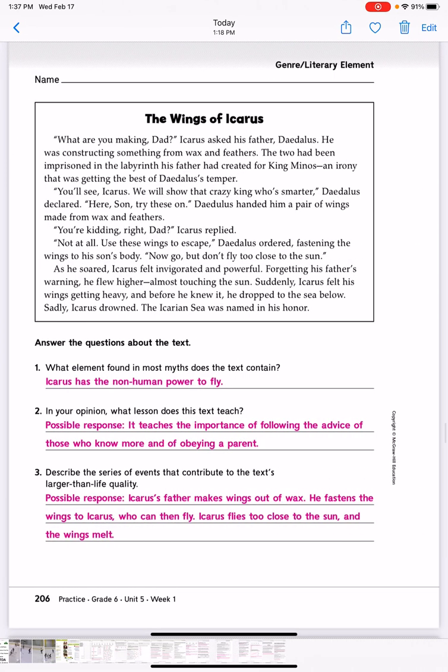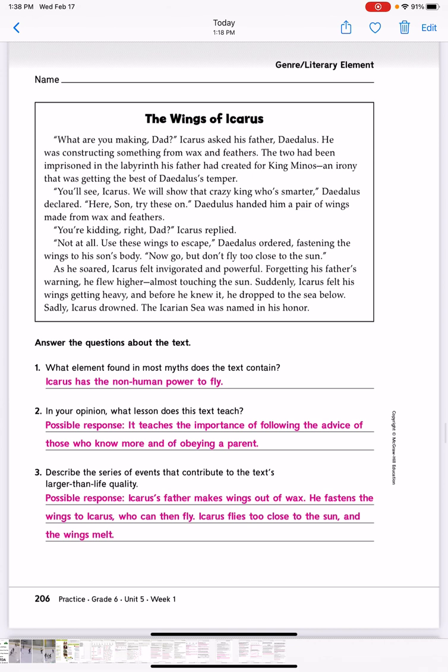Okay. The story of the wings of Icarus, it's one you're probably somewhat familiar with. What element found in most myths does this contain? Well, here you go. Icarus can fly. Most humans don't have that power. Number 2 is an opinion, but you still have to support it. In your opinion, what lesson does it teach?